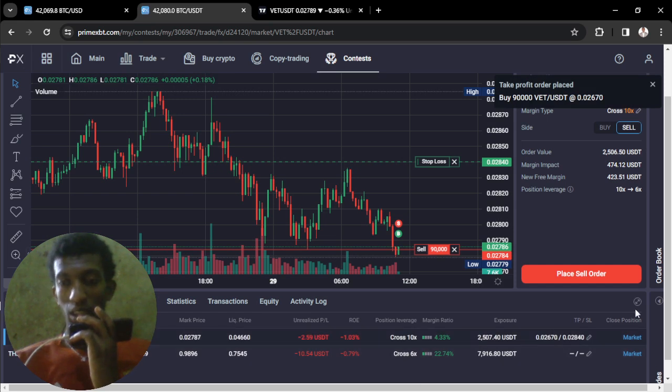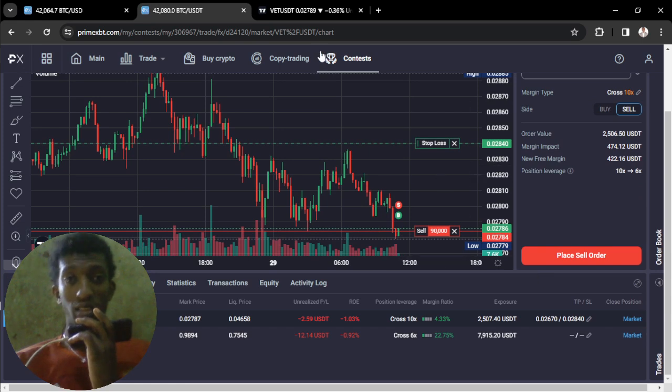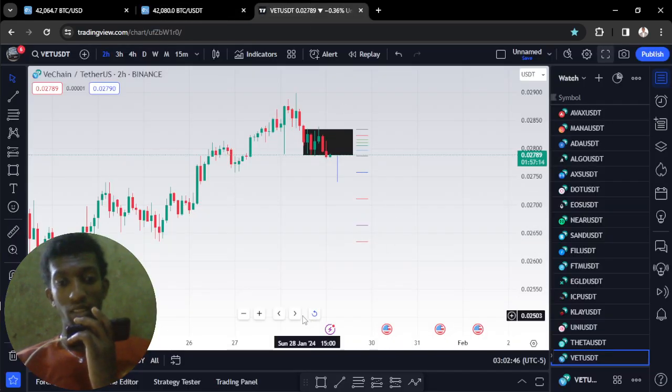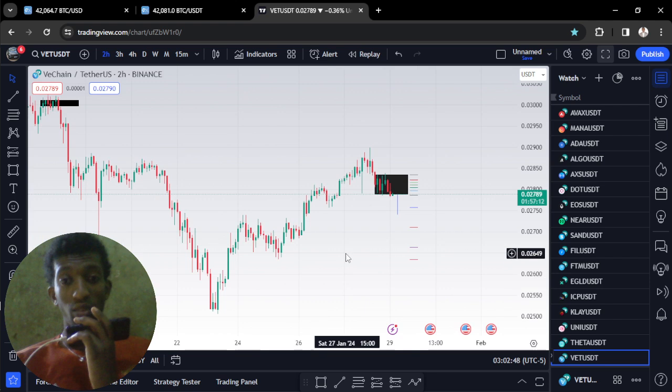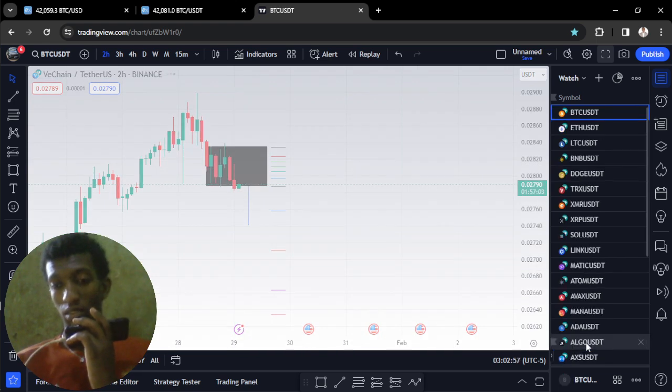We could get only $100, so that is great. That is on VET. Don't worry about this bullish candle coming back up. It's probably just a retest, right? It's a retest. So this is on VET.